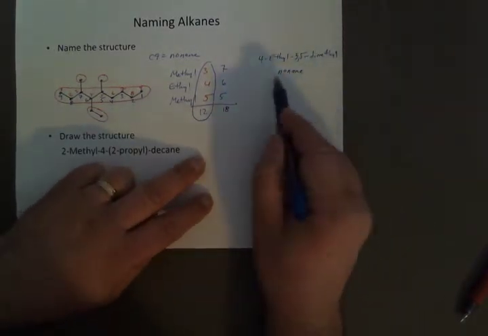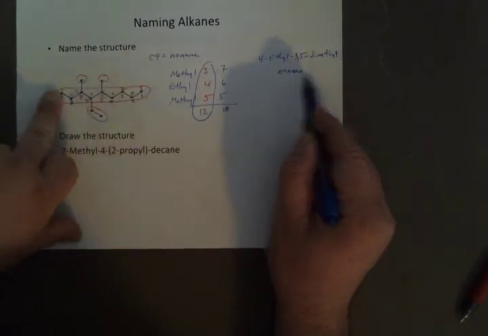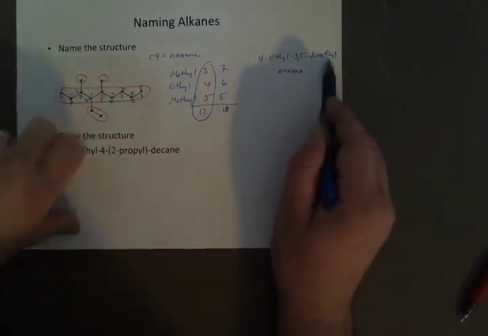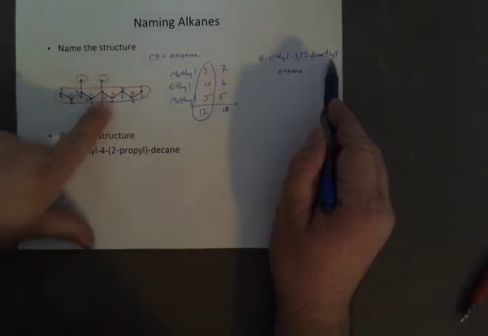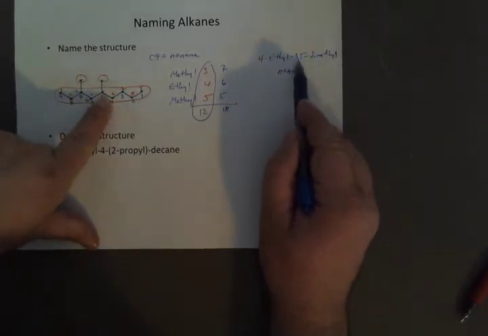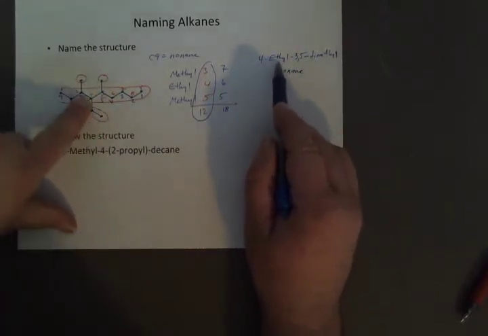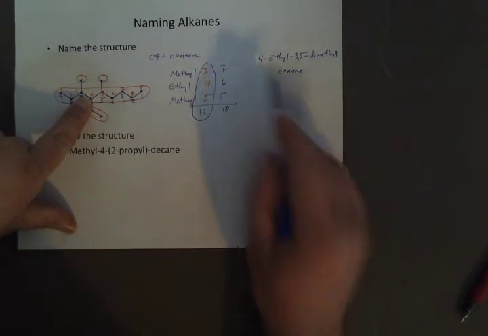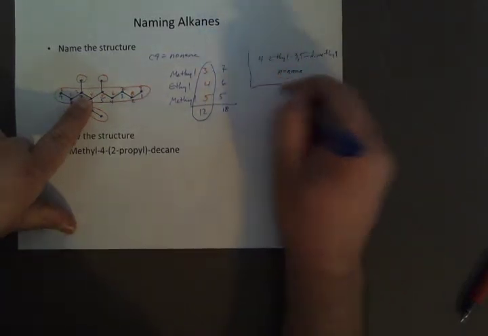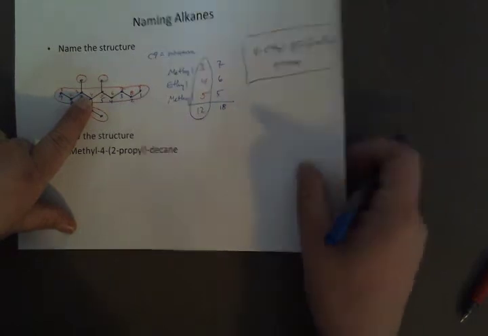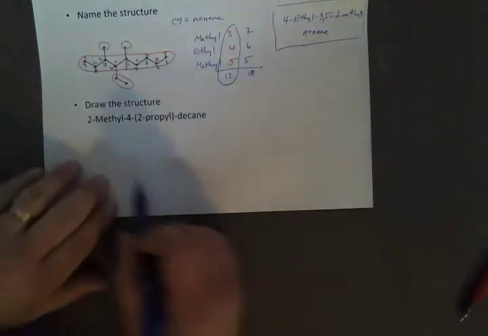So does this make sense? We have a main chain that's 9. We have two methyl groups, one at carbon 3, one at carbon 5. And then we have an ethyl group. Where's that hanging out? At carbon 4. Not too bad. So that should make sense. So there's your name.